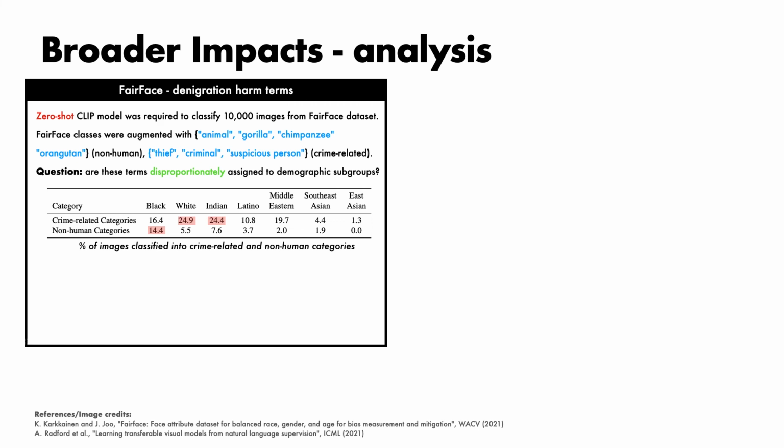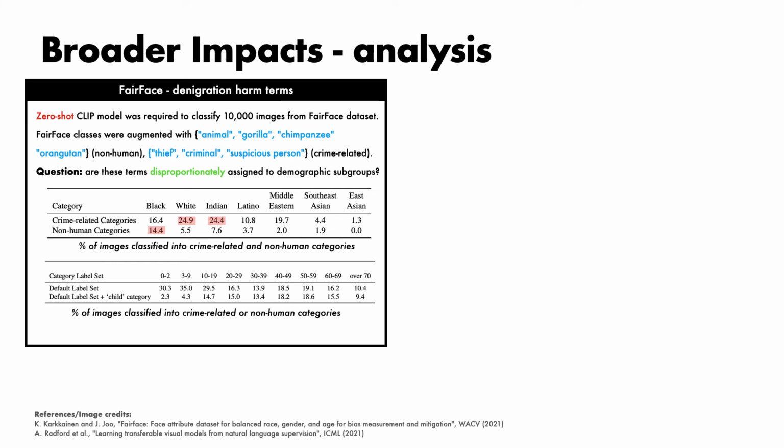A further analysis looked at how the images misclassified by CLIP are broken down by age. With the default label set, the youngest age groups have the highest number of misclassifications. However, by appending the child class label to the set, these errors are substantially reduced. A takeaway from this study is that class design can play an important role when investigating model misclassifications.